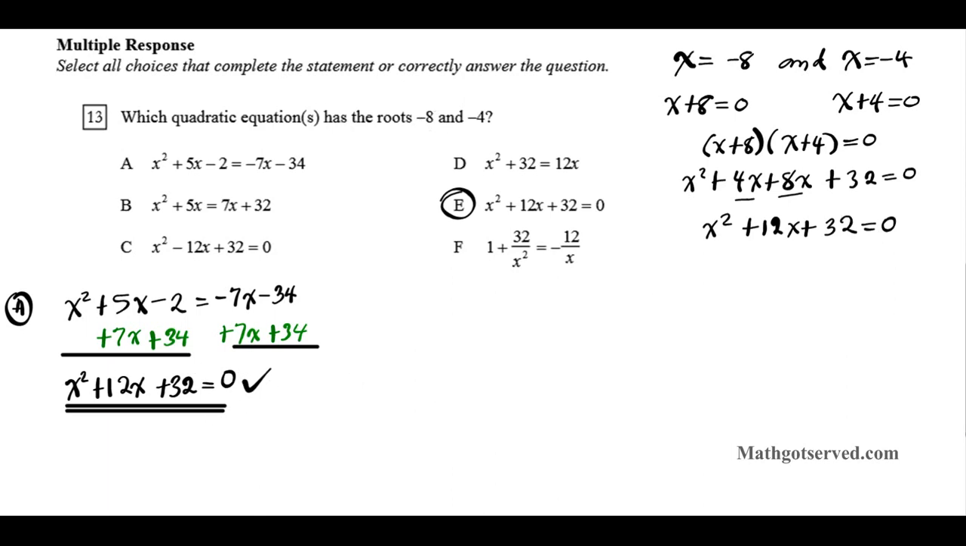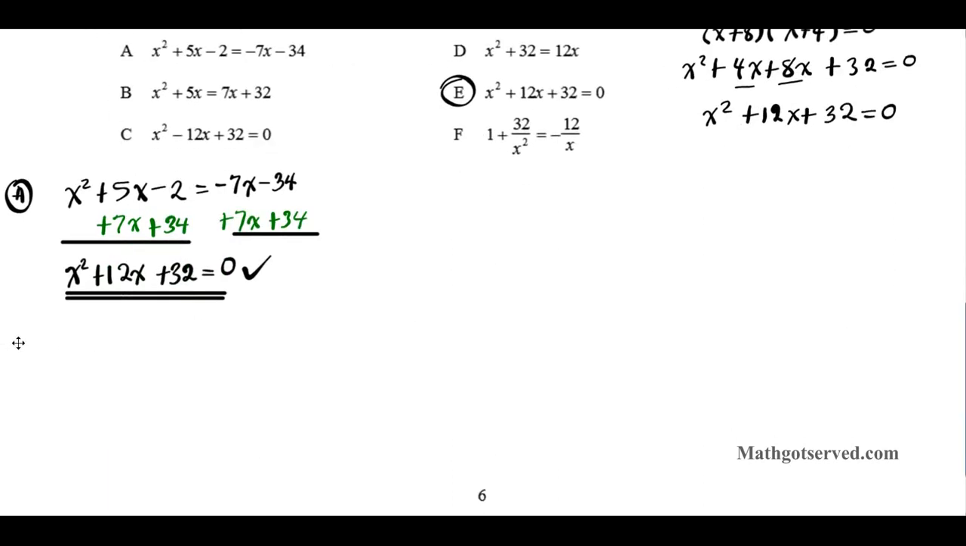Now let's take a look at option B. Option B, we have x squared plus 5x equals 7x plus 32. So what do we do here? We place this in standard form just like this and see if we have a match, all right? So to do that, we'll subtract 7x from both sides and subtract 32 also. So subtract 7x and subtract 32. All right, so let's go ahead and do that.